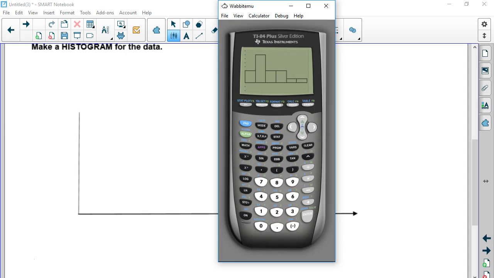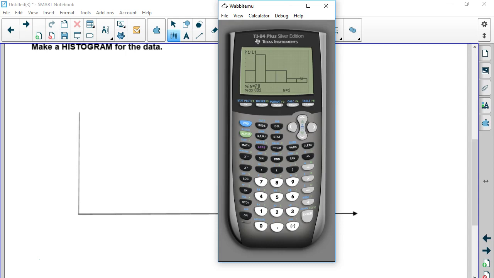Now, if I need to see what these are, I just hit the trace button. Okay? Now that tells me some information. It tells me between 63 to 66 that there's 3. From 66 to 69, there's 7. From 69 to 72, 3. To 75, 3. Up to 78, 1. And 78 to 81, 1.